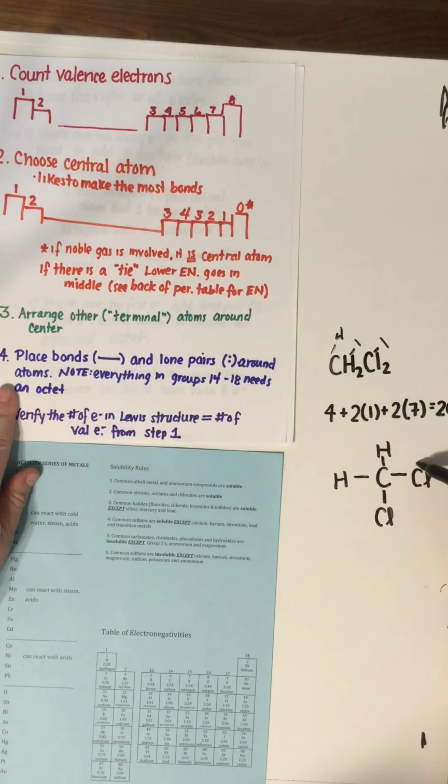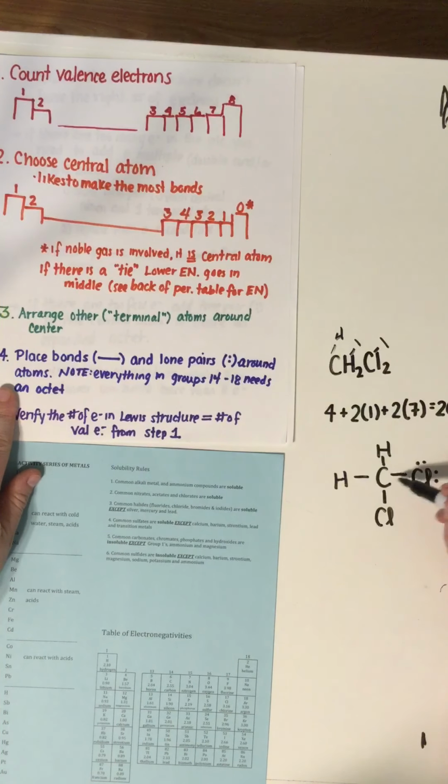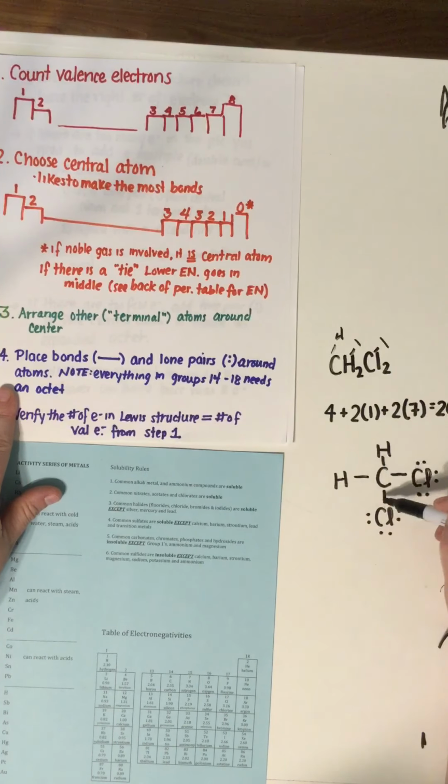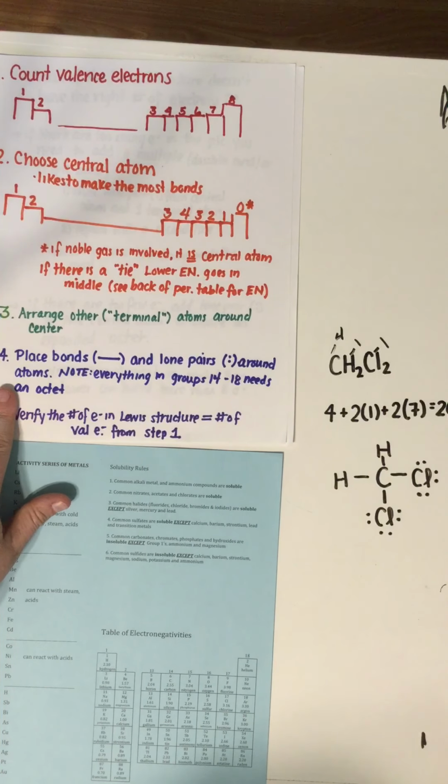And then we give any element that's in group 14 through 18 an octet, which basically means it just needs electrons up, down, left, and right. This chlorine already had electrons over here, so we could put electrons in the other 3 places. Same with this chlorine. The hydrogen's in group 1, so it doesn't get any dots, and the carbon already has an octet, 2, 4, 6, 8, so he also doesn't need any electrons.